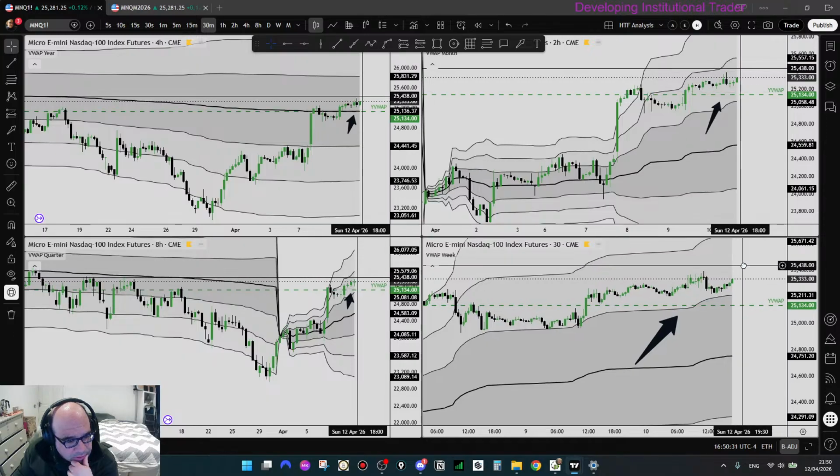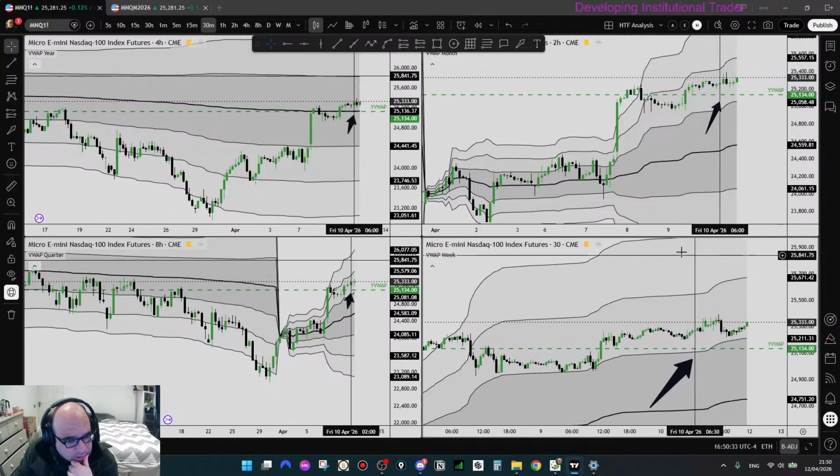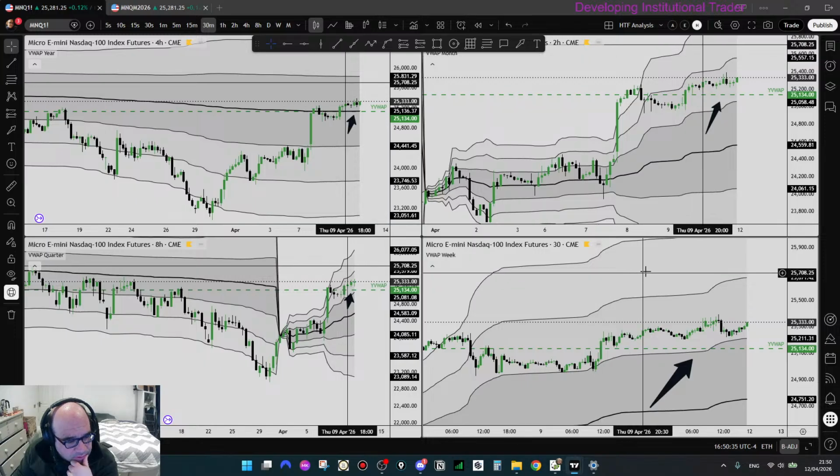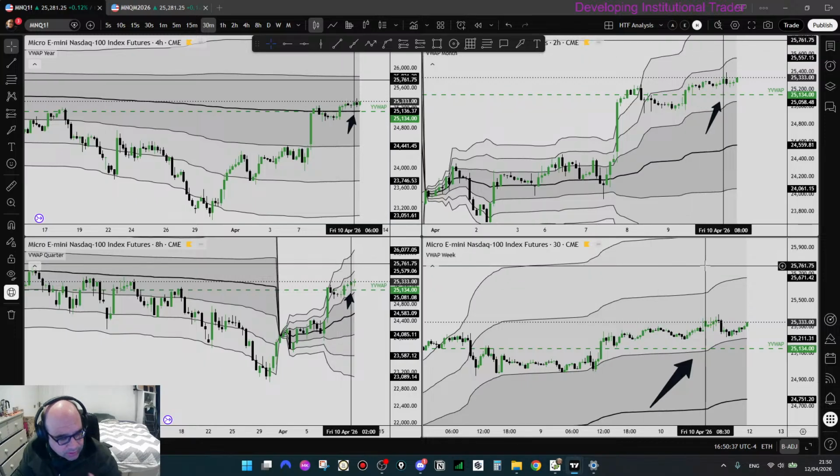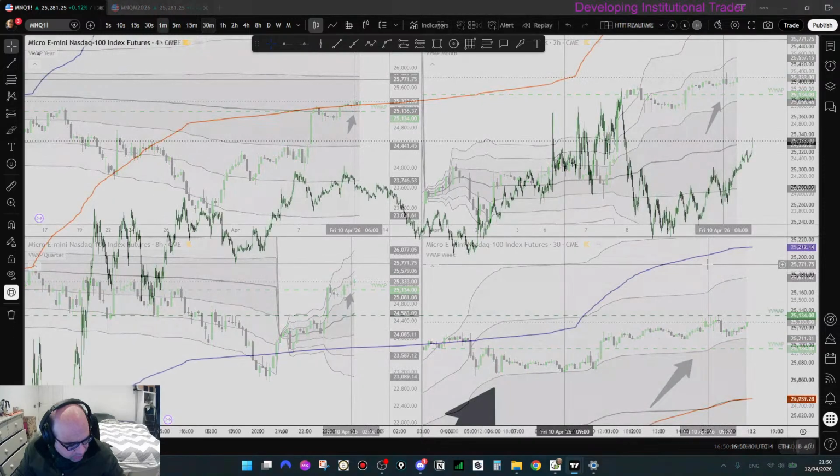Okay, so that's about my prep. Also, you can see in these high time frames I've drawn the same ones. So you can see here.